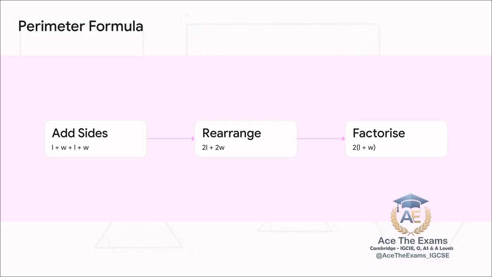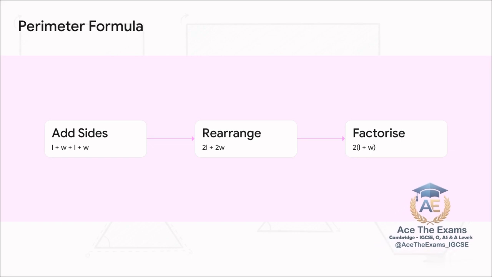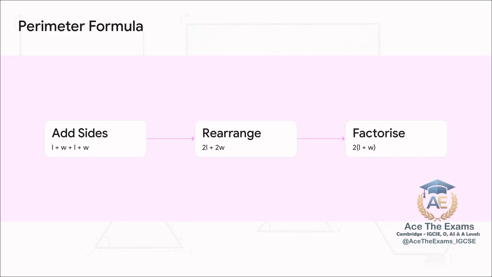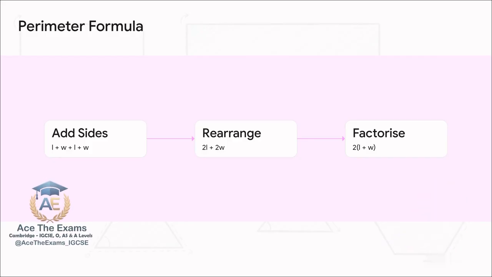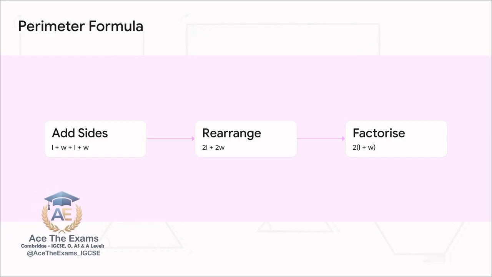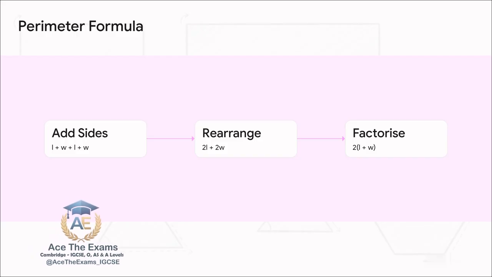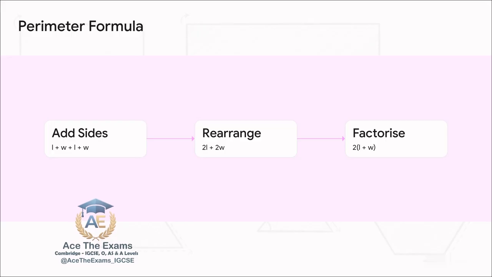In step 2, we can clean this up using basic algebra, which is a great habit for your exams. We group our terms together to get the perimeter equals 2L plus 2W. Finally, in step 3, we can factorize this equation by pulling out that common number 2. This gives us our elegant final formula: perimeter equals 2 times the sum of length plus width, or 2(L + W). It's simple, it's highly logical, and honestly, it just saves us precious time during a test.